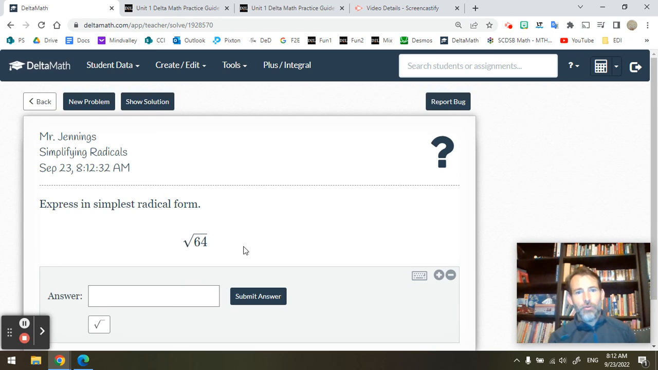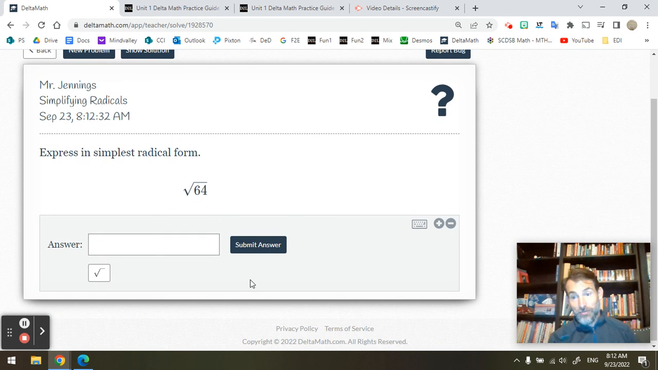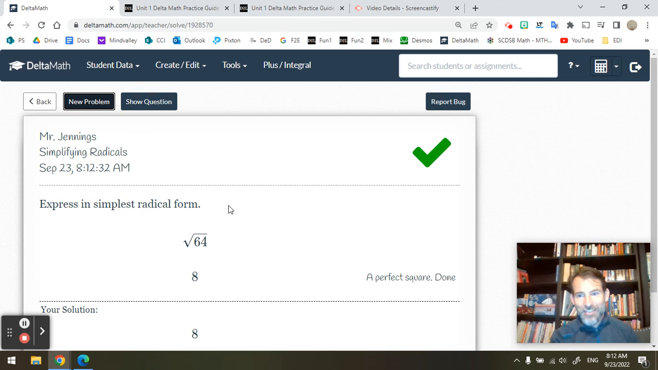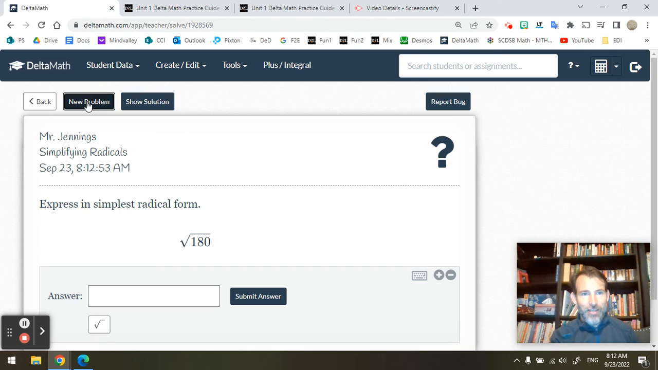Simplifying radicals. If we want to express that in its simplest radical form, if we can recognize that 64 is itself 8 squared, then we would just know that that's 8. Hooray! You're going to do more of these. You just got to do more of these. Anyway, 180. Oh, we did this one in class.